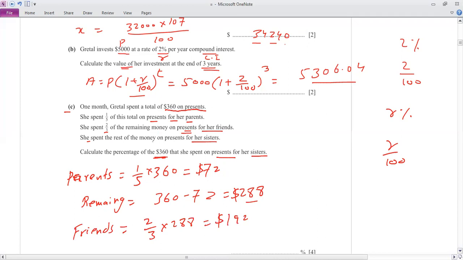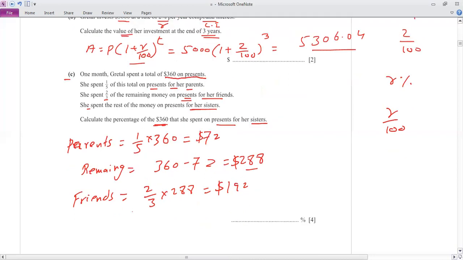Now she spent the rest of the money on the present for her sisters. Now what is the remaining money? The remaining money is 288 minus 192. So minus from this one, 96. So $96 she is spending for her sister.